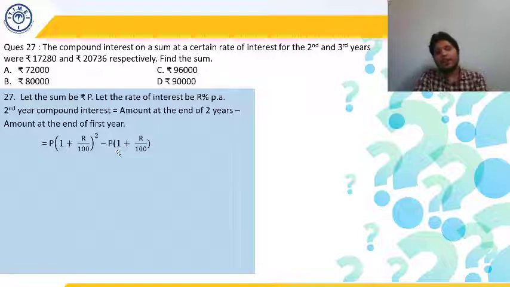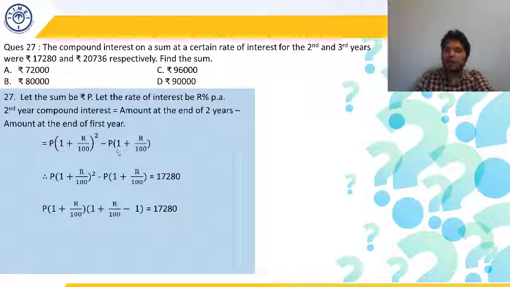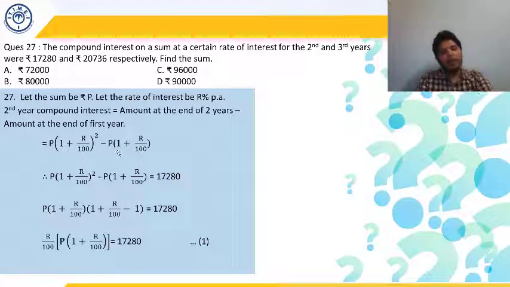So from this we can take P into (1 + R/100) common. What will be left? (1 + R/100) minus 1, which is R/100. So P into (1 + R/100) we can take common. What will be left out? 1 plus R/100 minus 1, the 1 will get cancelled out. So it will become P into (1 + R/100) into R/100 is equal to 17280, which is given to us as the compound interest for the second year.